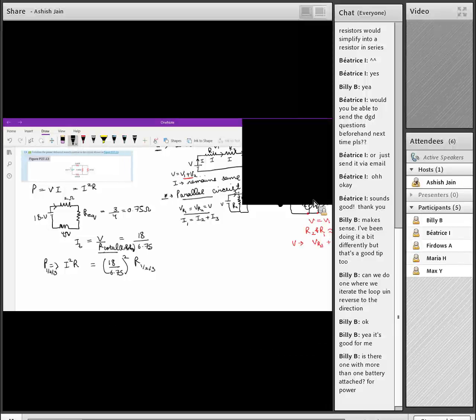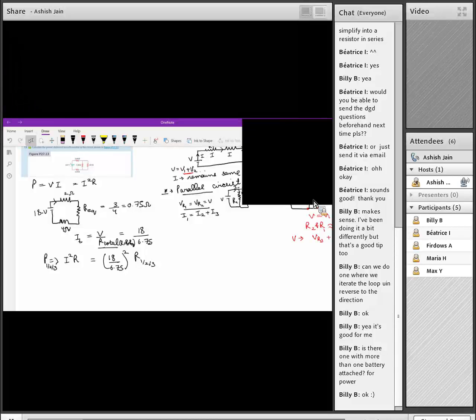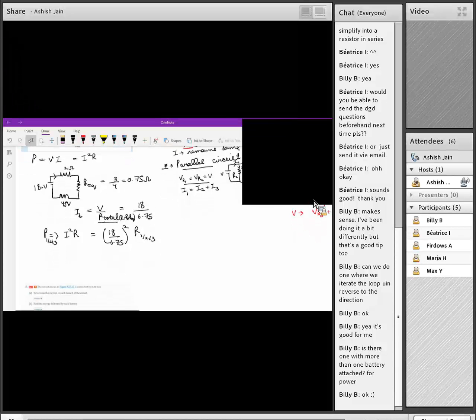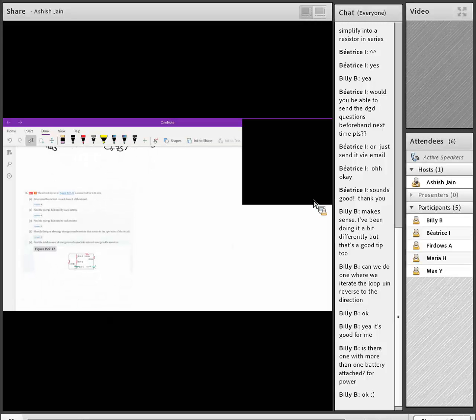Is there one with more than one battery attached for power? Yeah, there will be a lot of questions. I chose some complex ones as well, some difficult ones as well. So don't worry. Here it is, the one you wanted.